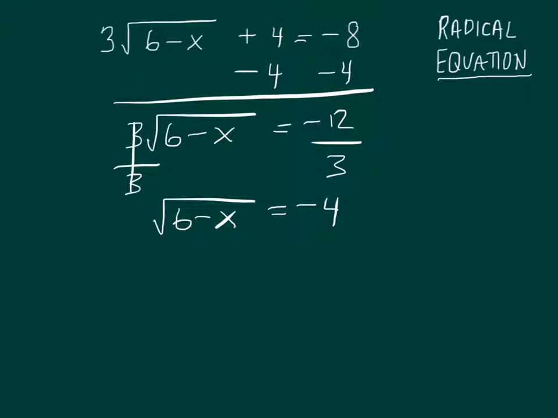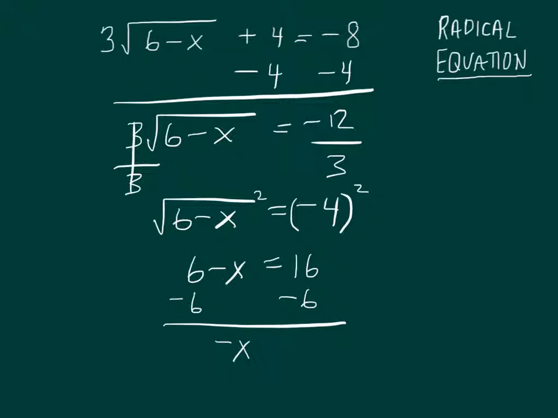At this point, we might be able to tell what the answer is, but let's just continue on if you don't catch on. So we will square both sides. This squaring sort of undoes the radical, the inverse operation, so we get 6 minus x equals 16. As I subtract the 6 over, I end up getting negative x equals 10.